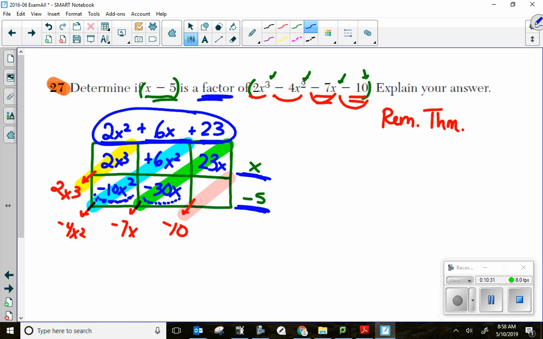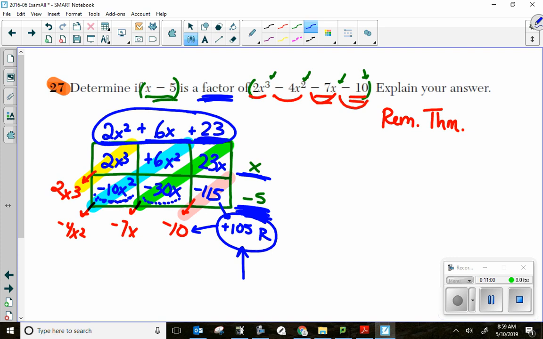If I want to know if something is a factor, I got to look at my remainder. So what's 23 times negative 5? It's negative 115. Those do not match. So the remainder is not 0. So how do I get negative 115 to become negative 10? I add 105, and that's my remainder. So I know that x minus 5 is not a factor.